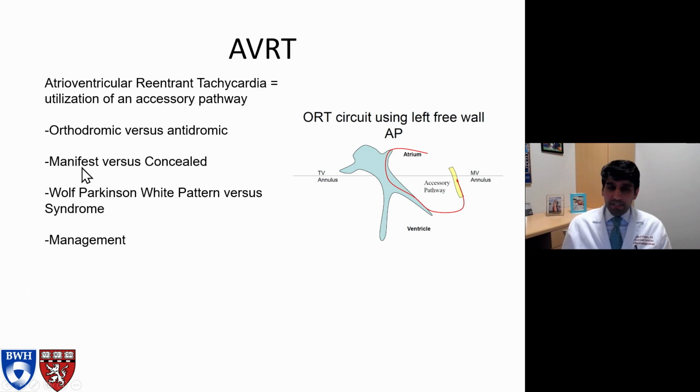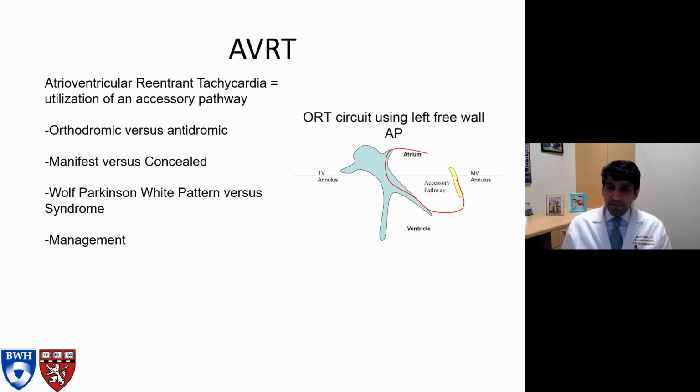Manifest pre-excitation occurs when you can see the pathway going down from the atrium to the ventricle. But most pathways are actually what we call concealed, where they only are one-way streets going up from the ventricle to the atrium. The management of this depends on two things.